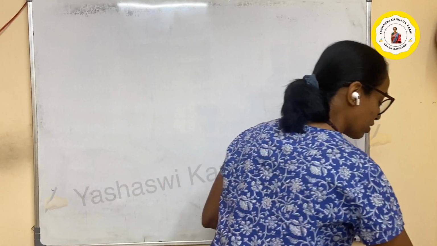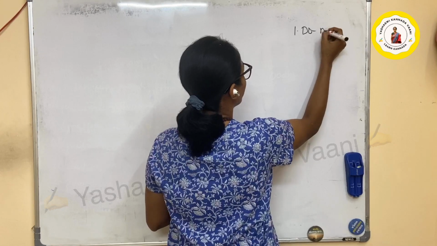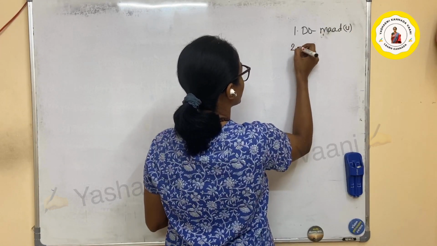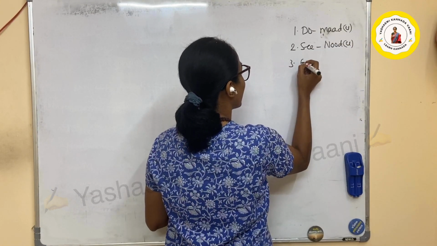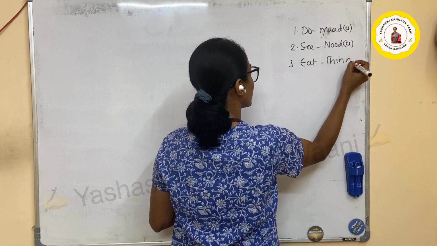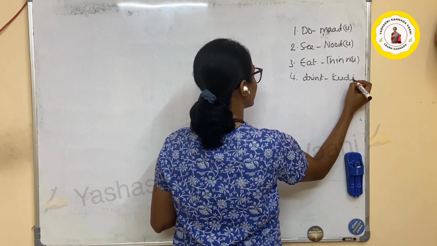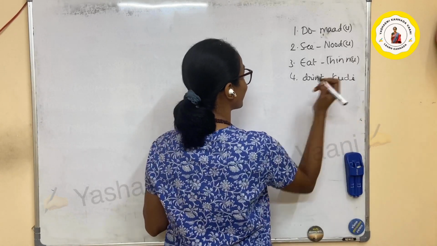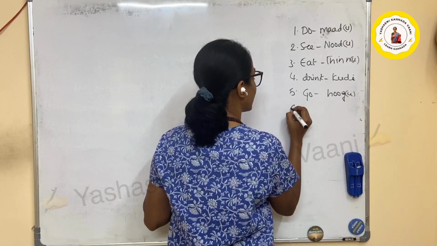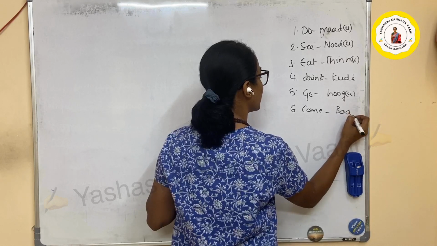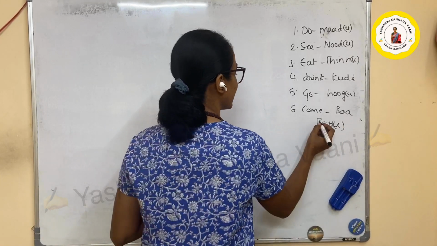So now let's make a note of the verbs that we want to use here. The first one is do, which is madu, and mad is a colloquial version. Second is see, watch or look, which is nodu or nod. Then I have eat, tinnu or thin. Drink is kudi. Here I don't say kud actually, but it's a complete word because it's ending with an i sounding. Then I have go, which is hogu or hog, and then come, ba, the most commonly used, but when it comes to the tenses I'll be using baru or bar.